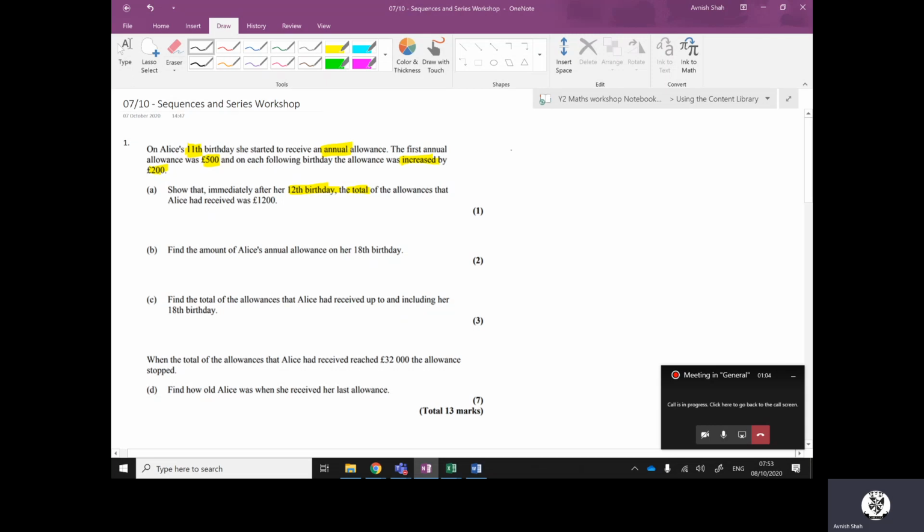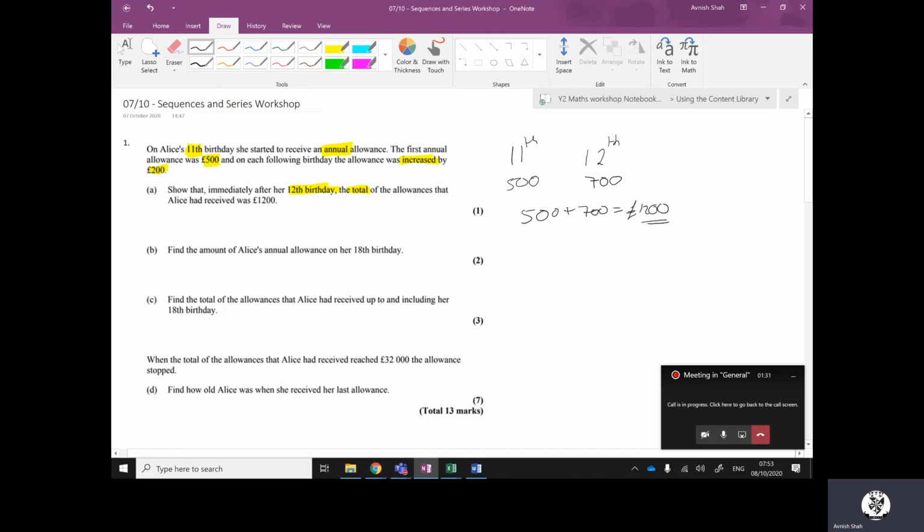Well, we know that on the 11th birthday, she got £500, and it goes up by £200 every year. So on her 12th birthday, she got £700. So immediately after her 12th birthday, she would have had £500 plus £700, which is £1,200. So that's the first one.